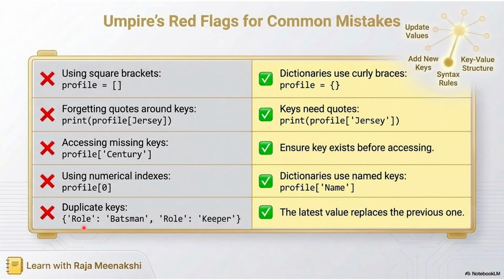Duplicate keys. See here, roll and roll. Can we have duplicate keys? No. The values can be duplicate, but keys should be unique. If you are giving that, this batsman will be overwritten by this keeper. So the latest value will replace the previous one. It will result in a logical error, right?